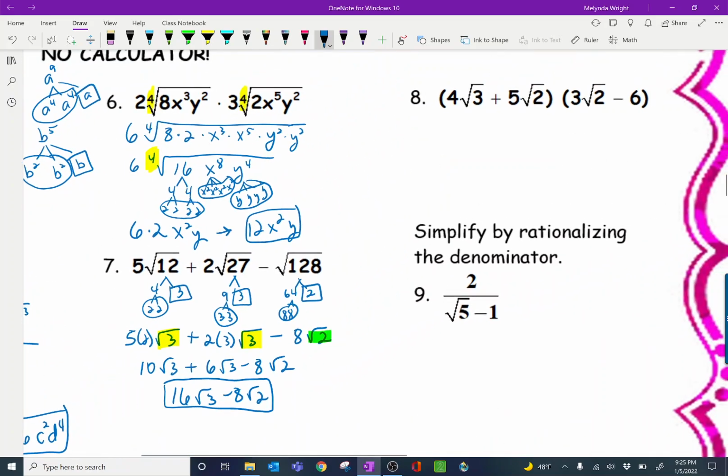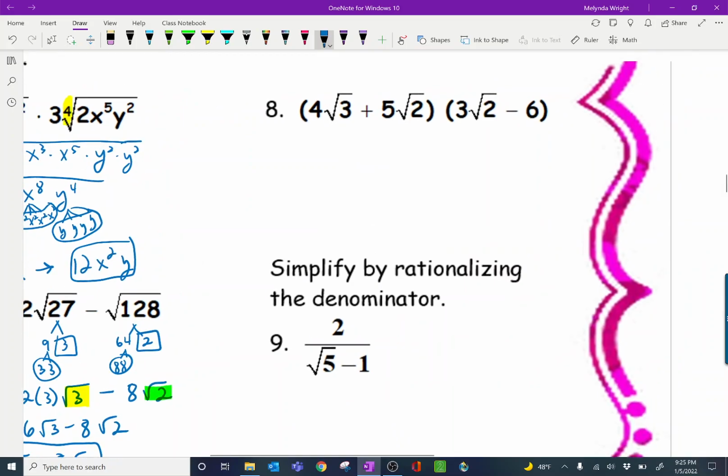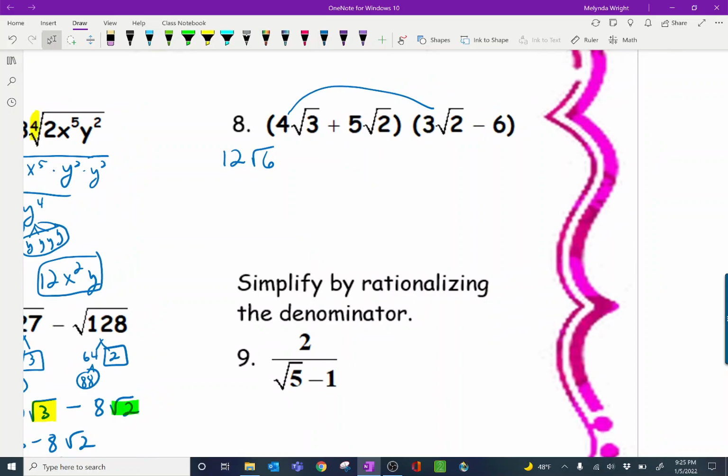Yay. Ooh, foiling. That looks fun. All right, so we're going to do first times first. So 4 times 3 is 12. The square root of 3 times the square root of 2 is the square root of 6. Okay, so we did the square root of 3 times the square root of 2. Let's do scratch work over here.